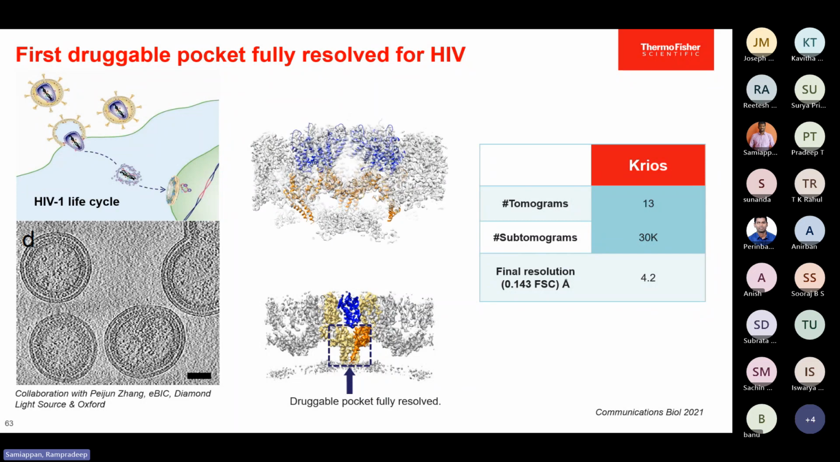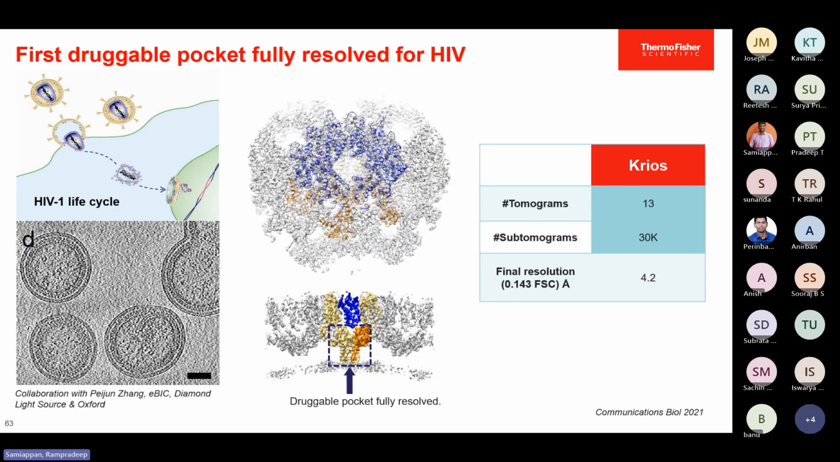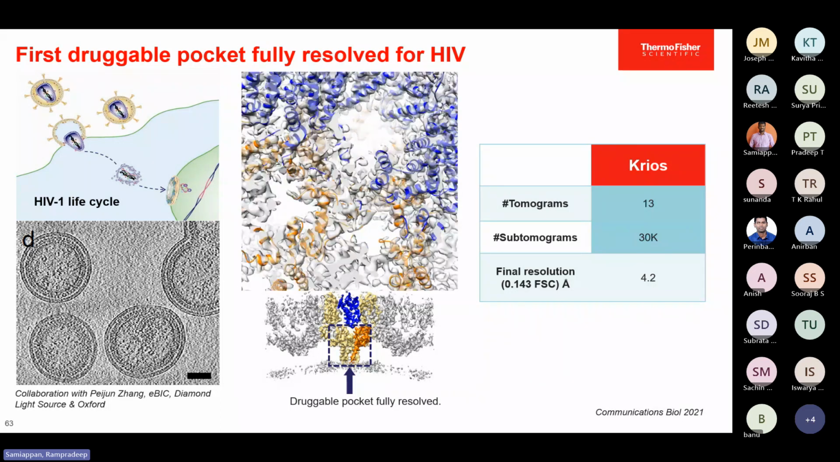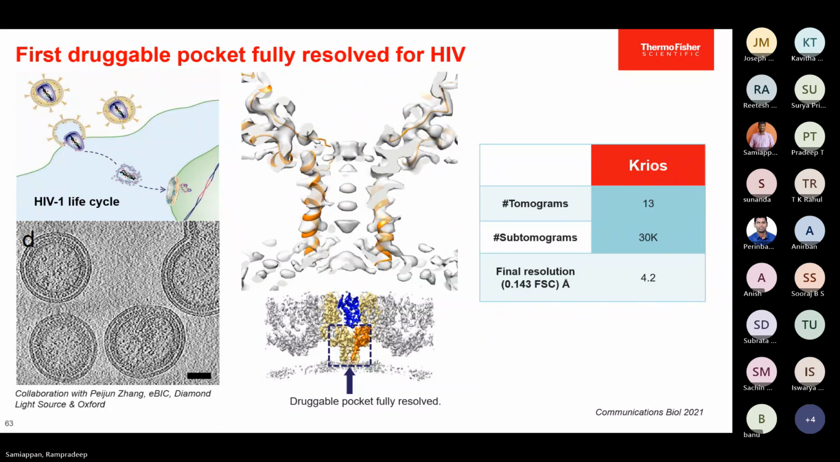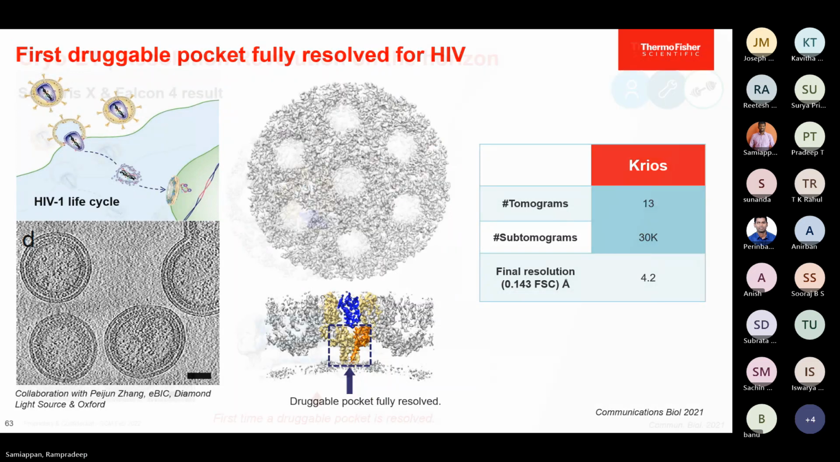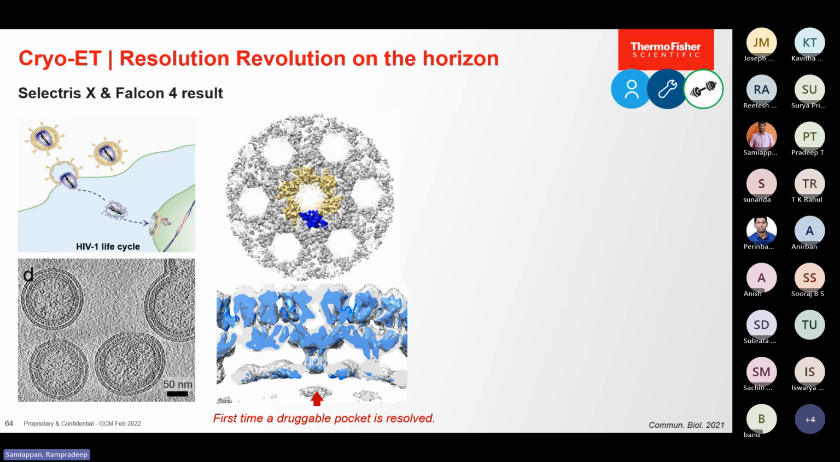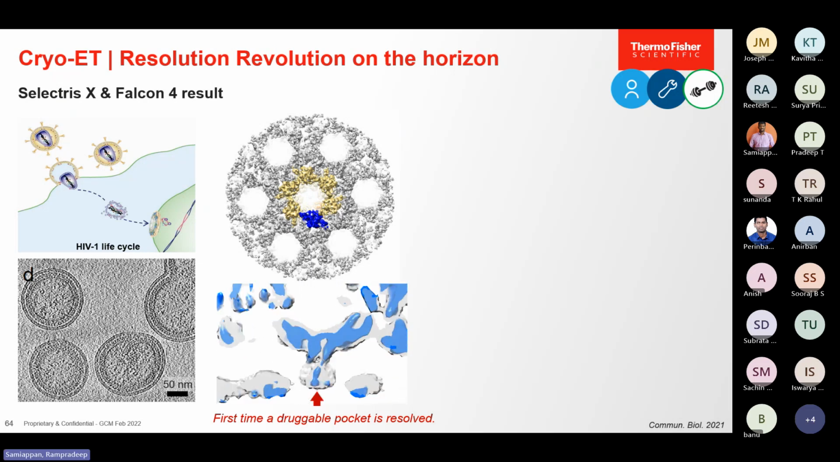It's the first druggable pocket, fully resolved for HIV. I think the final resolution is around 4.5 or 2 angstroms. With the help of filters and good detectors, you can try to visualize the features very clearly.